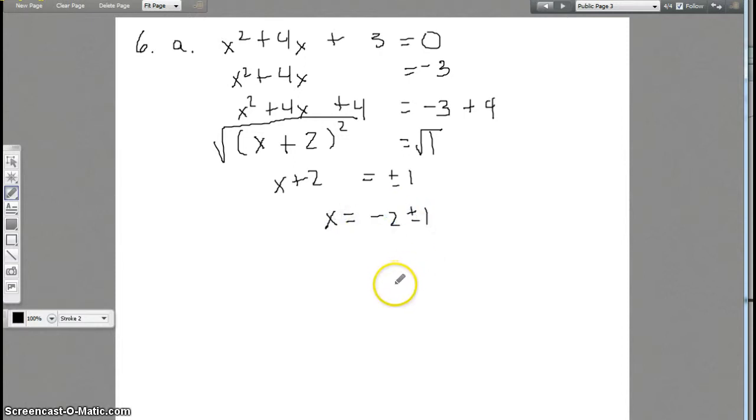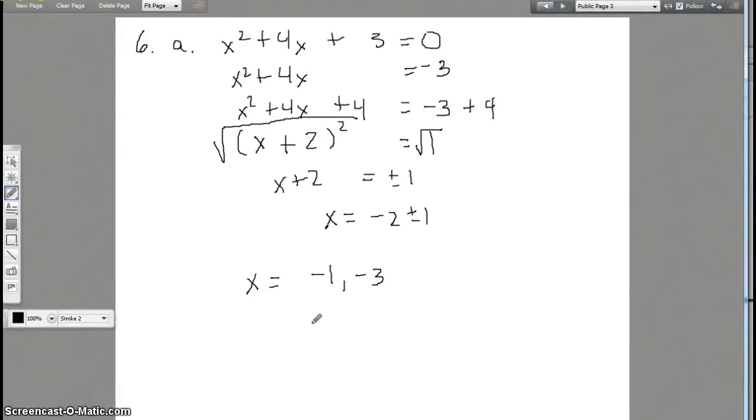Now, what are the two values that x could be? X could be negative 2 plus 1, which is negative 1. Or x could be negative 2 minus 1, which is negative 3. So these are our two values for x, negative 1 and negative 3. Parts B and C are worked exactly the same way. You're going to do completing the square, which is just what we learned how to do in lesson 6. So this is number 6, which is just like number 13 that I assigned for homework.